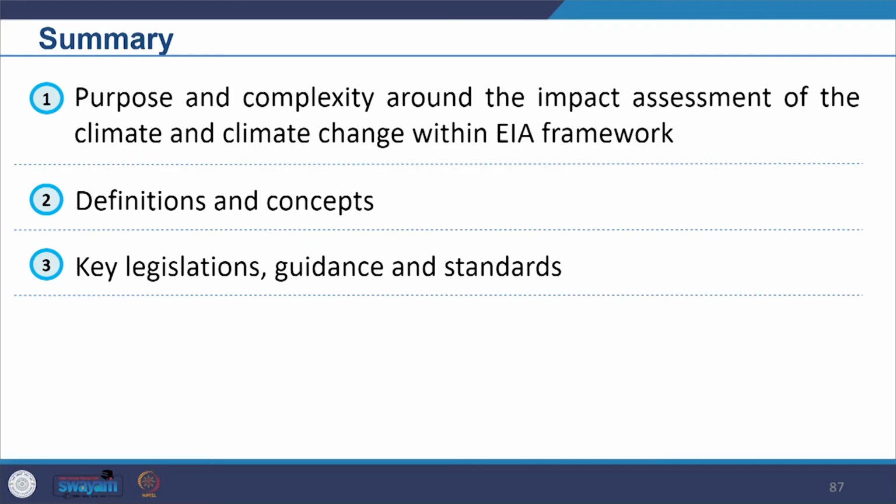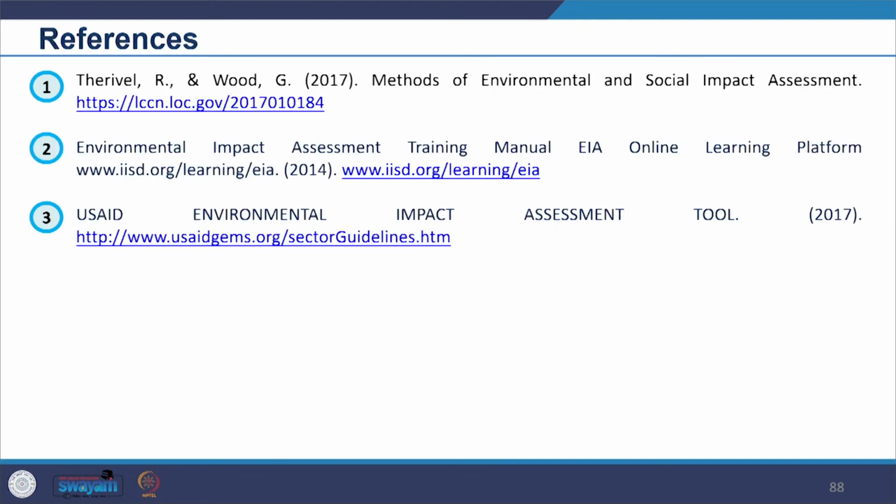So summarizing today's session, that's all we cover in this particular session. We looked at the purpose and the complexity around impact assessments related to climate change within the EIA framework. Then we looked at various definitions and concepts, and then we looked at the key legislation, guidance and standards which are available for assessment purposes. So that's all for today. These were the references used.